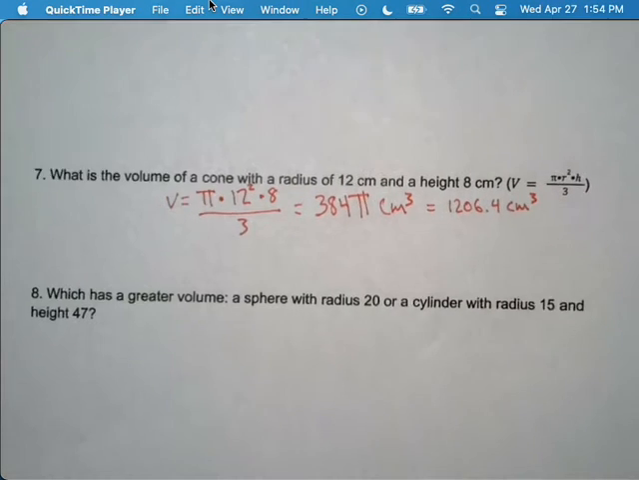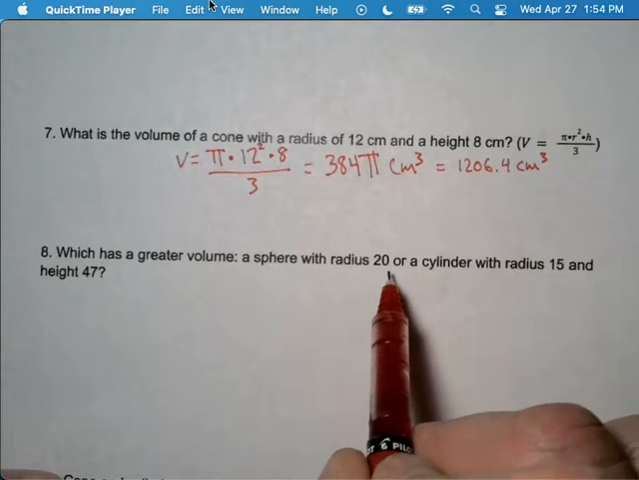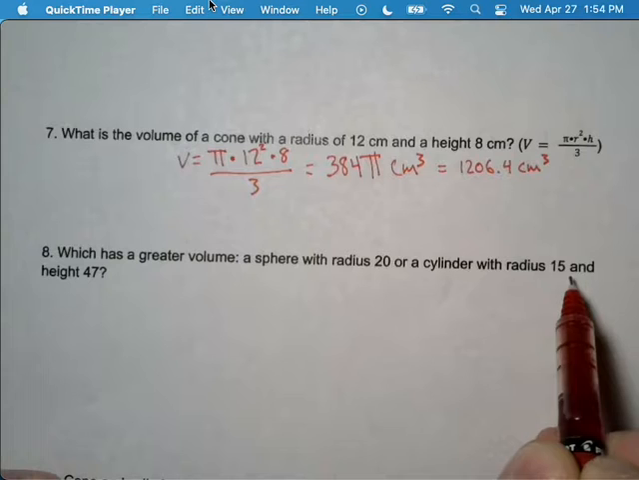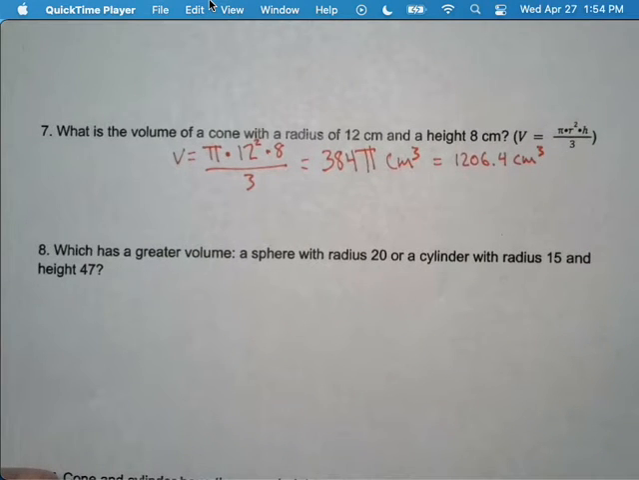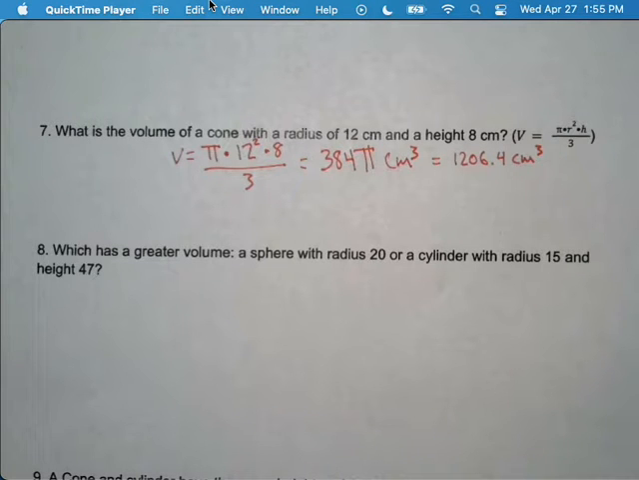All right, so here is this question. Which has a greater volume, a sphere with radius 20 or a cylinder with radius 15 and height 47? So guess what we need to do? Find the volume of both of those and see which one is bigger. There's no shortcut to it other than just doing the math and figuring it out.